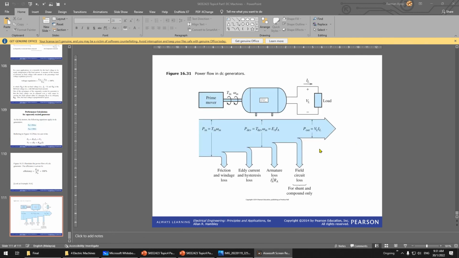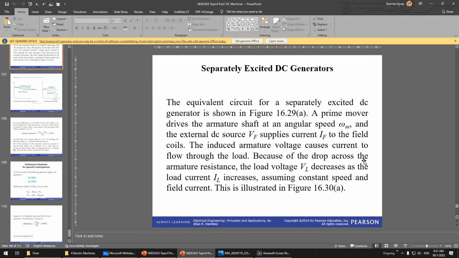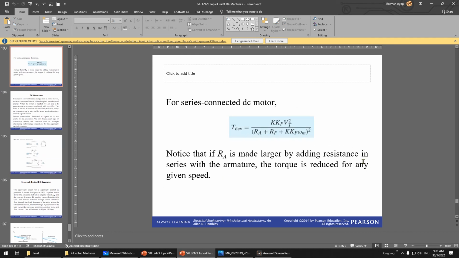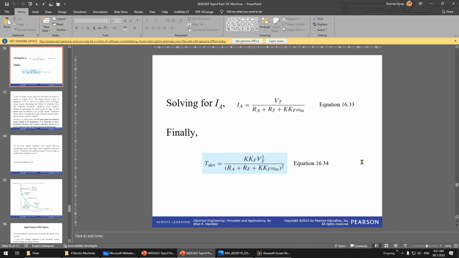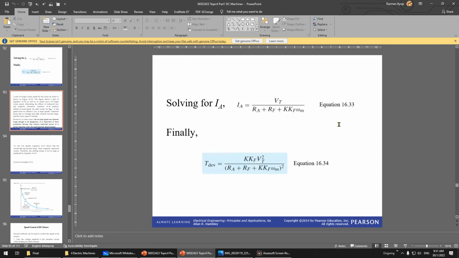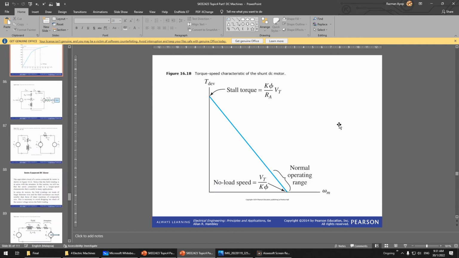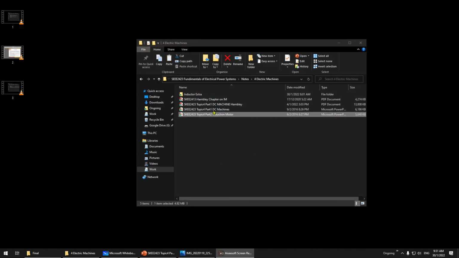For 4.1 DC, make sure you know what the power flow is here, where the power flows and everything. This one is more towards theory. Make sure you know the characteristic and how to draw this. This is for the series connected DC motor, and for shunt you also need to know. This is the no load speed. What is K, flux and everything. That is for the DC motor.